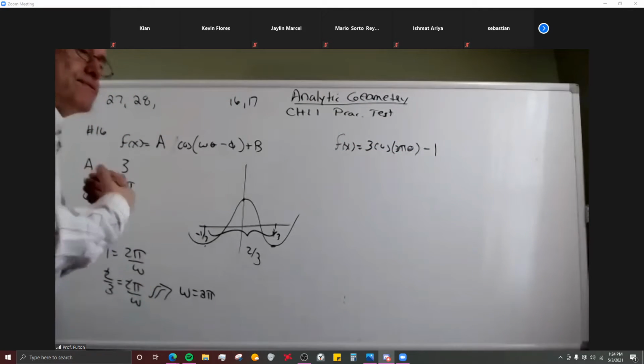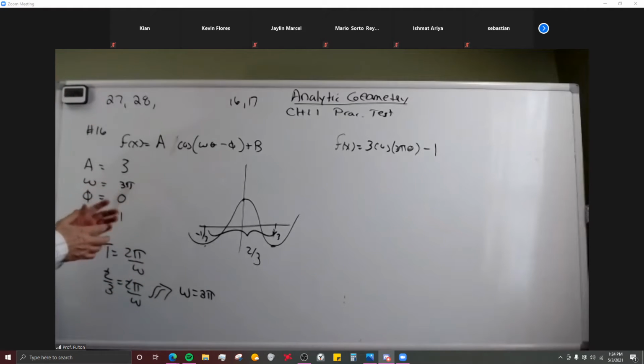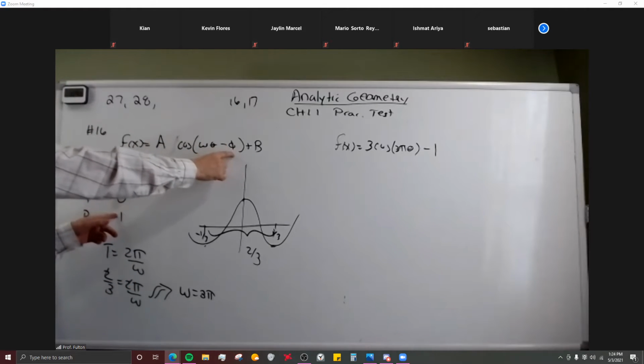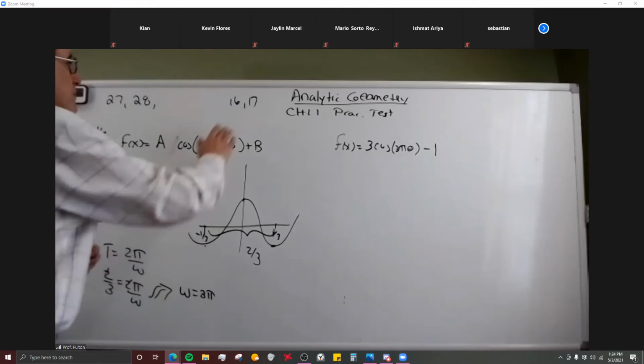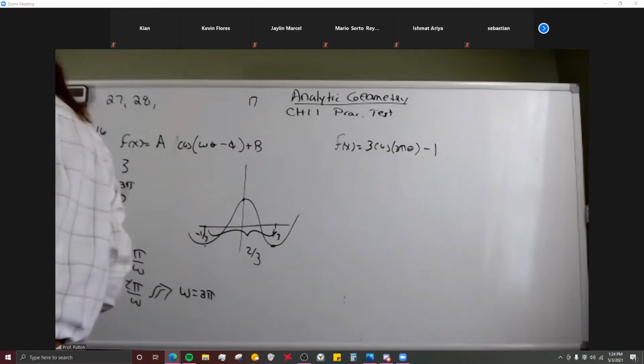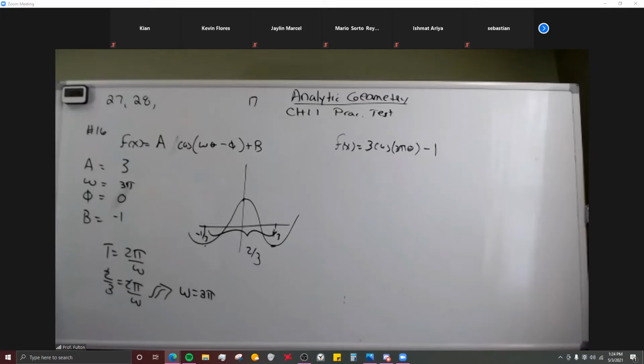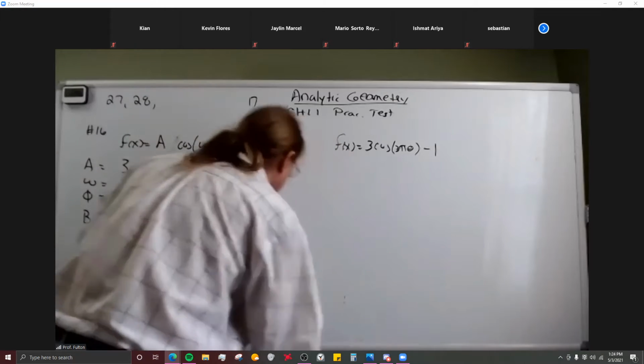Now, a lot of times it's visual. It could have a very small phase shift that you might not notice visually, but I'm going to make it more pronounced so you'll be able to see it. So that's number 16. 17 is very similar, same sort of analysis, but now with the sine function.